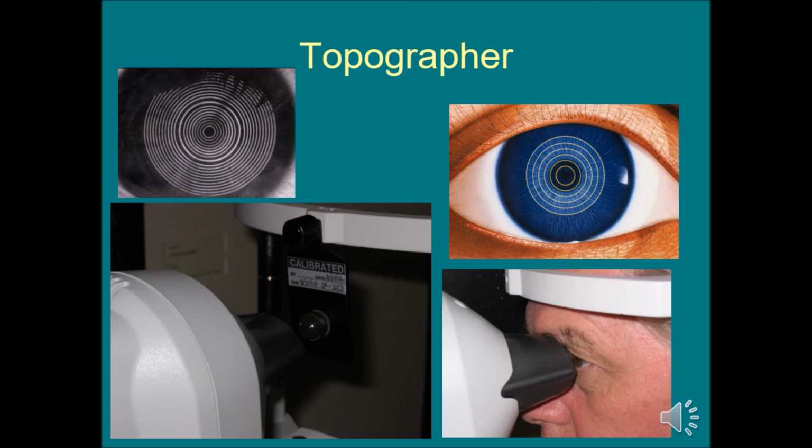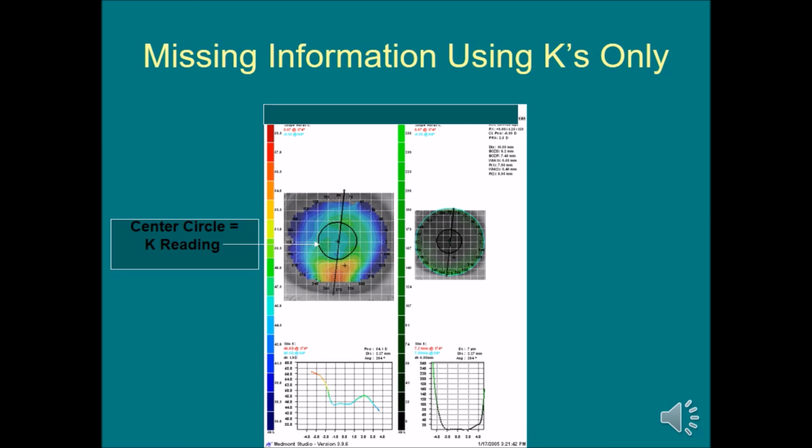And you need this if you're going to be a true contact lens specialist, if you're going to specialize in contact lens fitting. And here's what I'm going to show you. That little circle right there is the keratometer area, that black ring in the center here that I'm pointing to. That's what you would measure in the keratometer. But look what you missed.